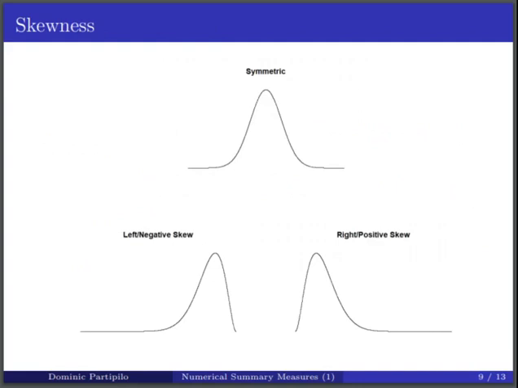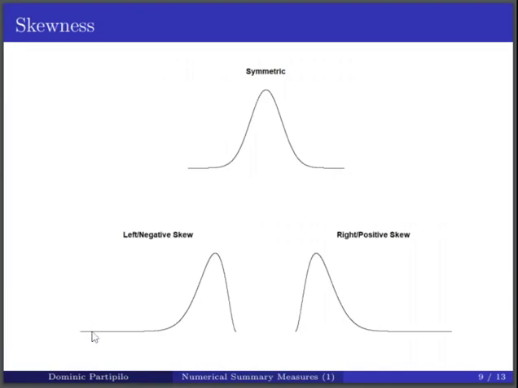And here's what that all looks like. On top here, we have an example of a symmetric distribution. Now, this is definitely not the only symmetric distribution out there, but this is an example of one. If we were to draw a line down the middle here, it would look roughly like a mirror image on both sides. And down here, we have a left skewed distribution.